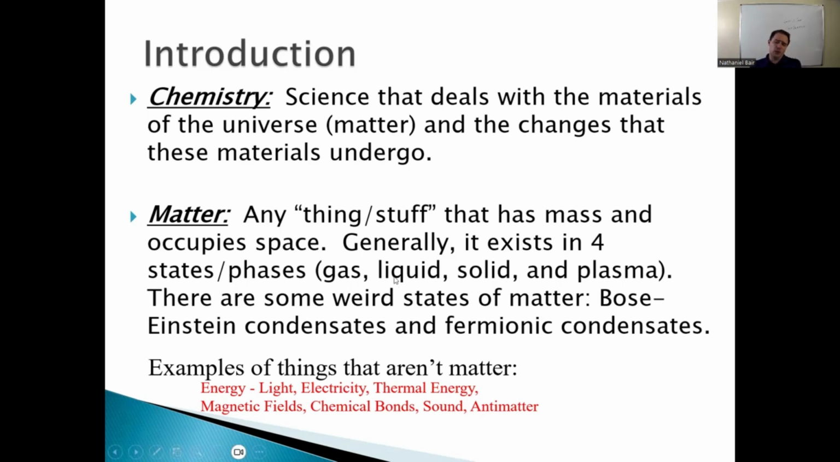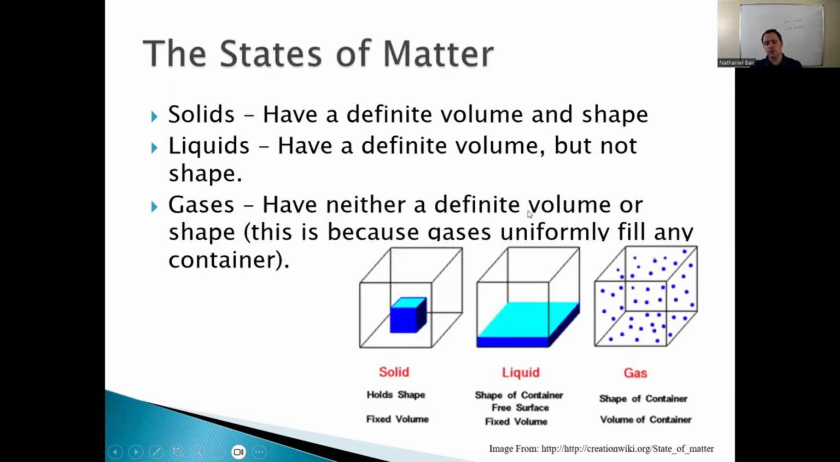Matter exists in 4 main states. That's solid, liquid, gas, and maybe you've heard of the 4th one, plasma, which we'll talk about in a moment. Plasma is just super hot gas that has lost some electrons. There are weirder states of matter. So Bose-Einstein condensates, fermionic condensates, those are the weirder ones. So let's talk about these different states that matter can take on.